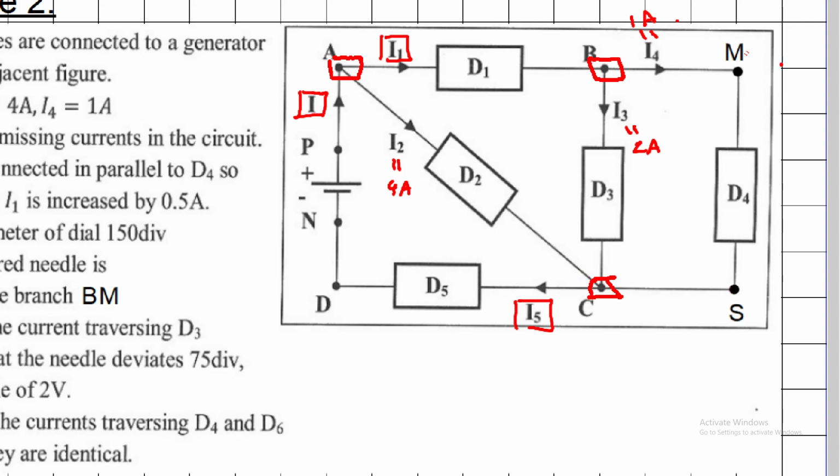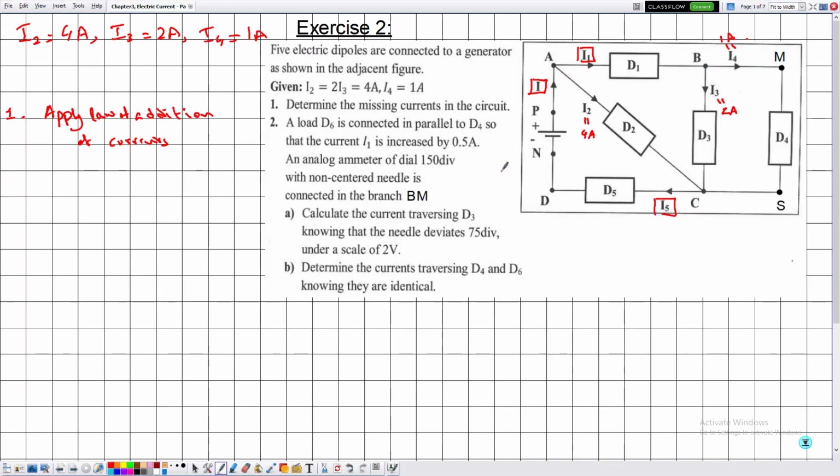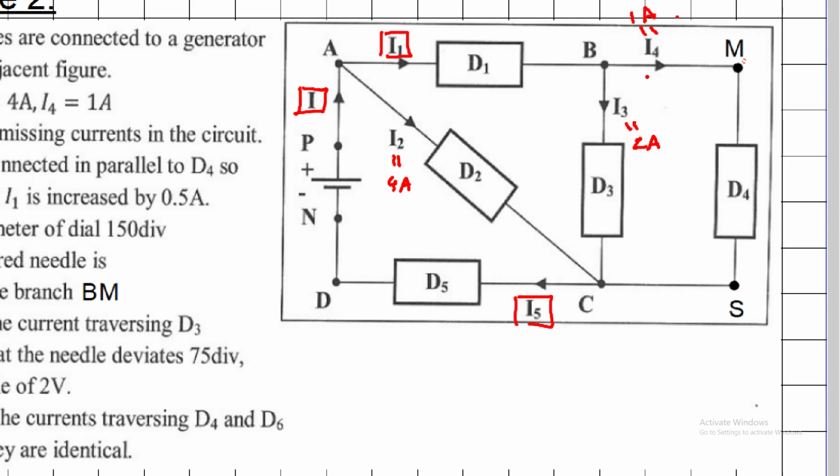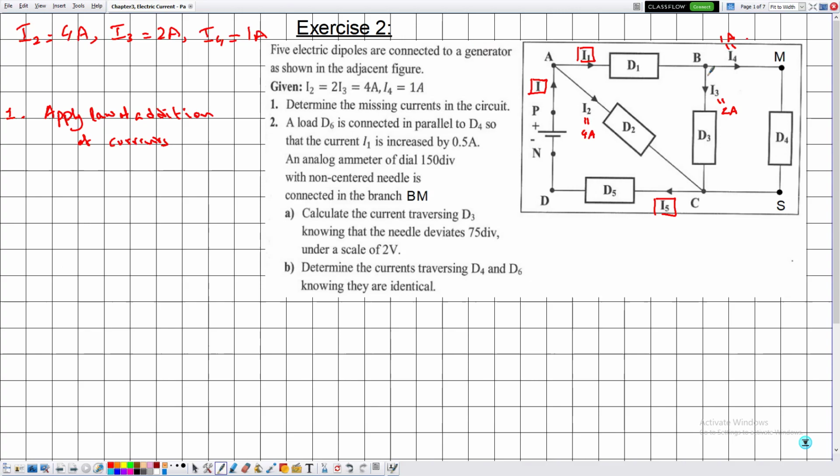Notice that S, M, and D represent a node, but we don't benefit anything from applying the law of addition of currents, because simply we have two branches connected to this node. So we can always make use of the law of addition of currents by applying this law to a node in which 3 or more branches are connected. So here we need to specify the node to which we are applying this law. So let's say we apply the law of addition of currents at node B.